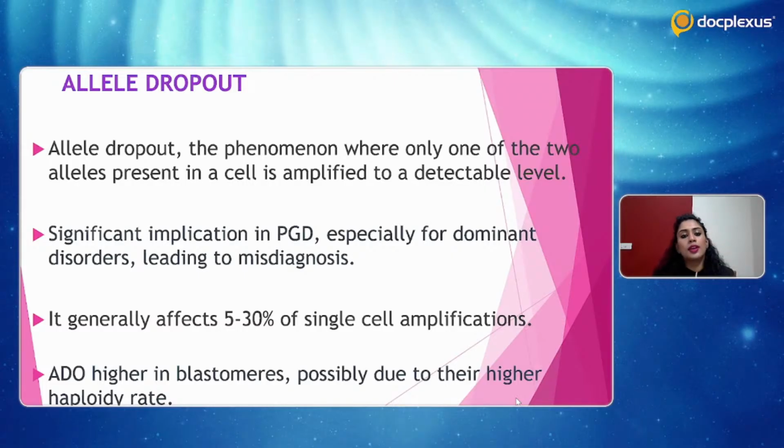In general, it affects about 5 to 30% of single cell amplifications. And allele dropout is higher in blastomeres, possibly because of their higher haploidy rate.